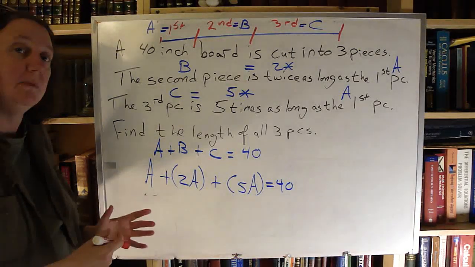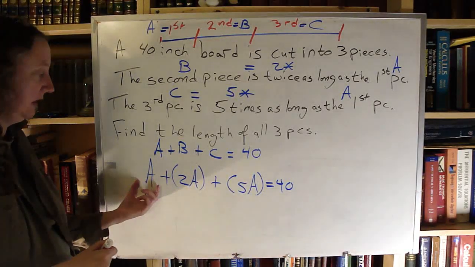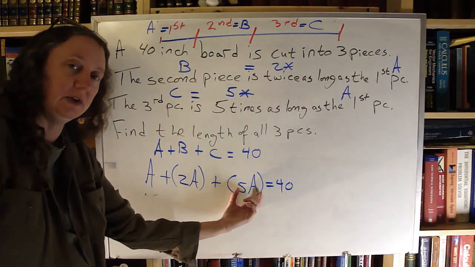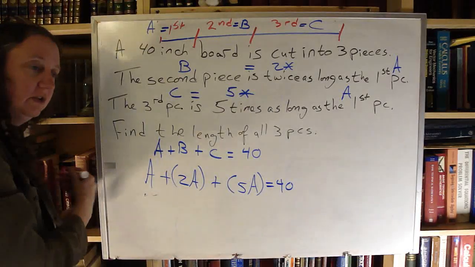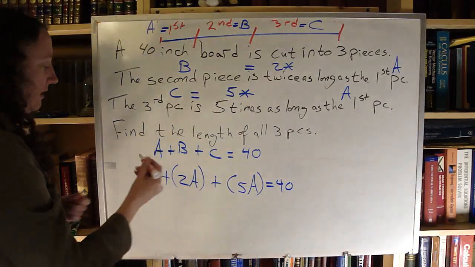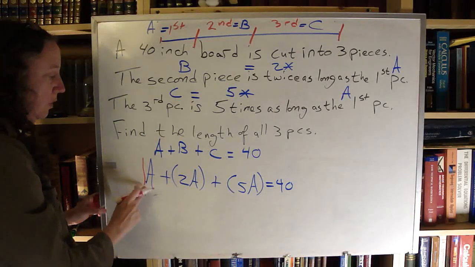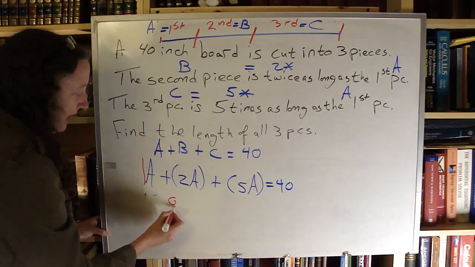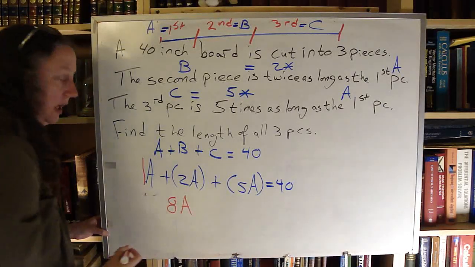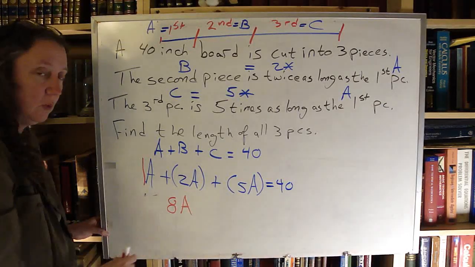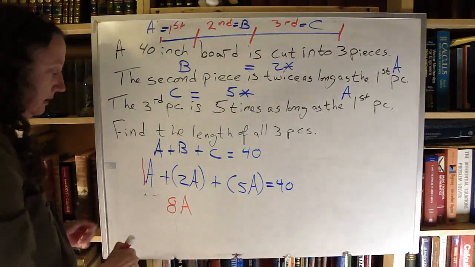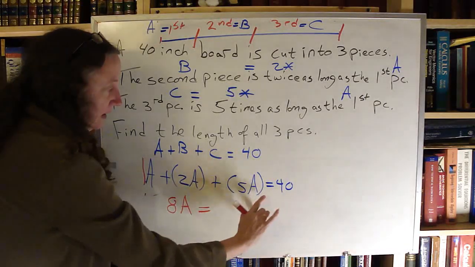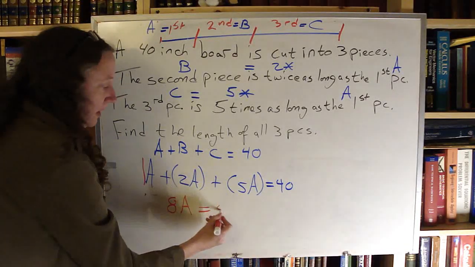So now I need to combine my like terms. This has an A in it. That has an A in it. That has an A in it. I can combine everything on this side of the equal sign. So I have my understood 1. So 1 plus 2 plus 5 gives me 8. And they all had A's with them, so I need to write that 8A down there. And on the other side of the equal sign, I still have that equals 40.